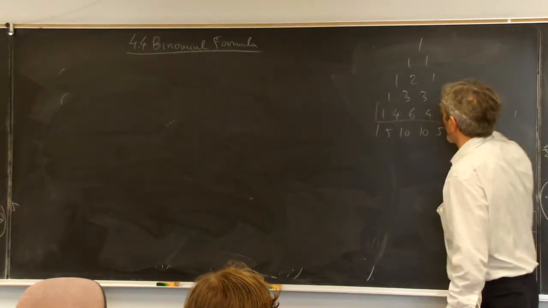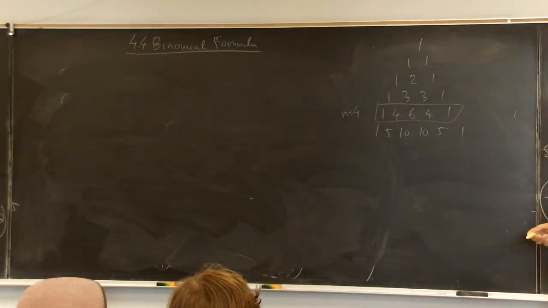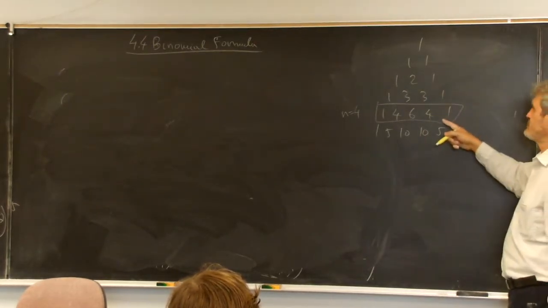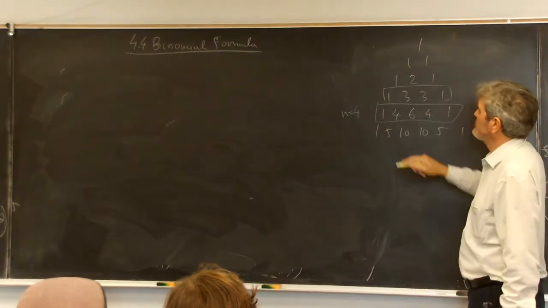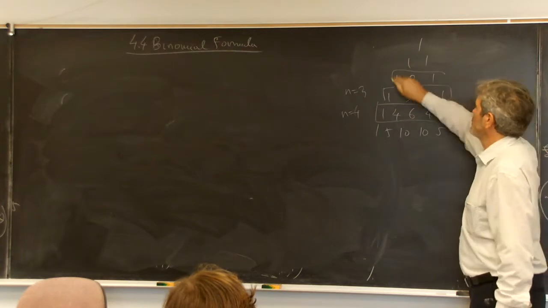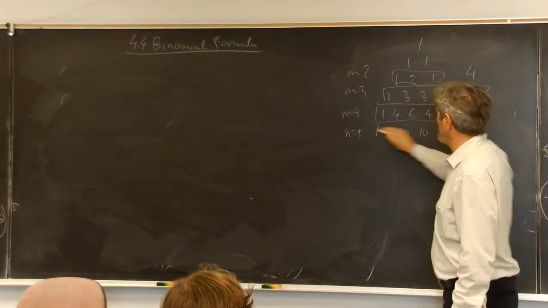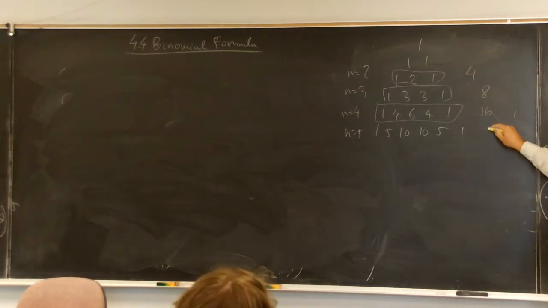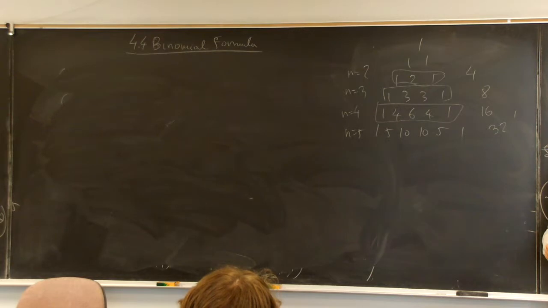This is line number 4. Those are the chooses out of 4 elements. When I add them up, what do I get? 16. All right, let me add these guys. When n equals 3, what do I get? 8. What about here? Predict. Don't even add. What do I get? In line n, the sum of the coefficients is 2 to the n.